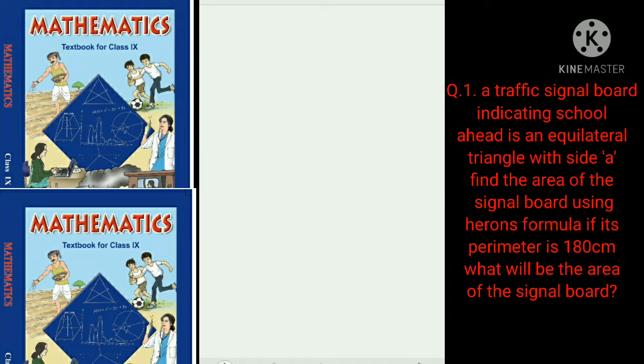So first of all, in the question it is given equilateral triangle. So what is an equilateral triangle? A triangle with all the sides equal is called an equilateral triangle. Now we have to apply which formula? Heron's formula, as they said in the question. So what is Heron's formula?